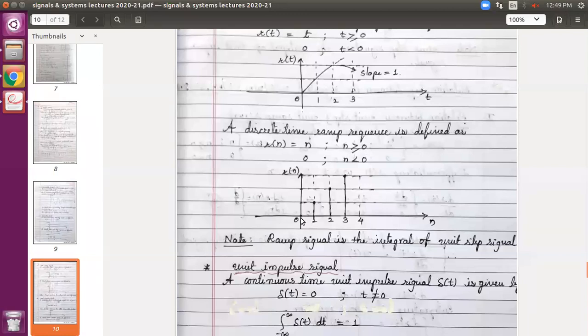Say n is 0, amplitude is 0. n is 1, amplitude is 1. n is 2, amplitude is 2. Don't join this. In continuous time, we joined it like this. Here don't join, but you can just see, it is like a ramp only. You should not join, just for your information I am joining it and showing you. So this is about the ramp signal. And whatever note I have written, you will understand later.